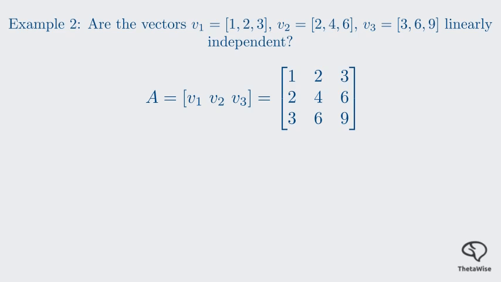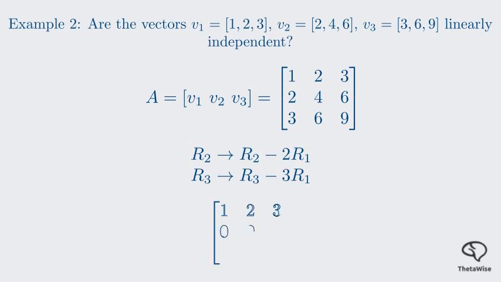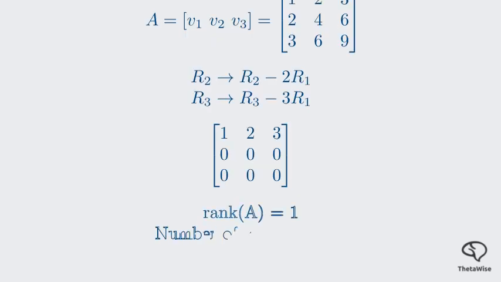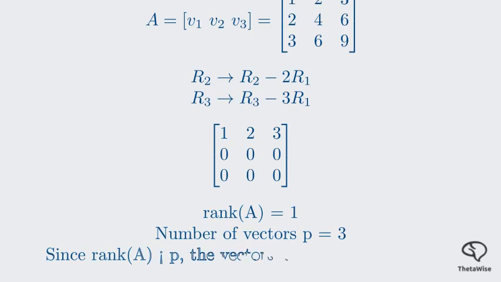Let's reduce it to row echelon form. After performing the row operations, we get the matrix [1, 2, 3; 0, 0, 0; 0, 0, 0]. This matrix has only one non-zero row, so its rank is 1. The rank of A is 1, but the number of vectors, p, is 3. Since the rank is less than the number of vectors, the vectors are linearly dependent.